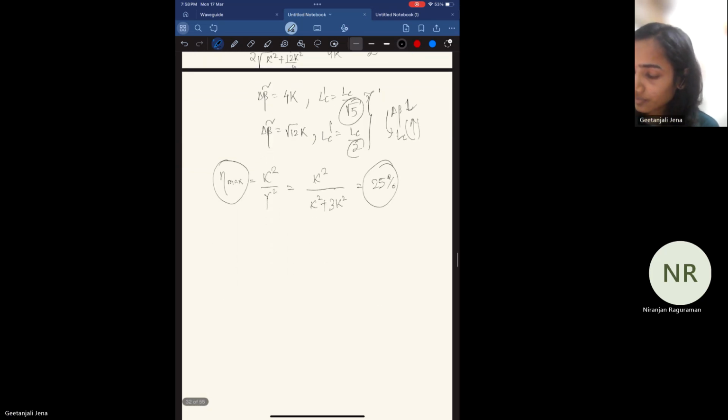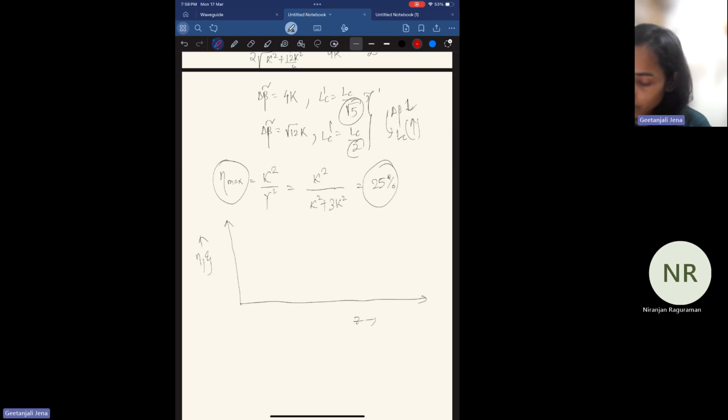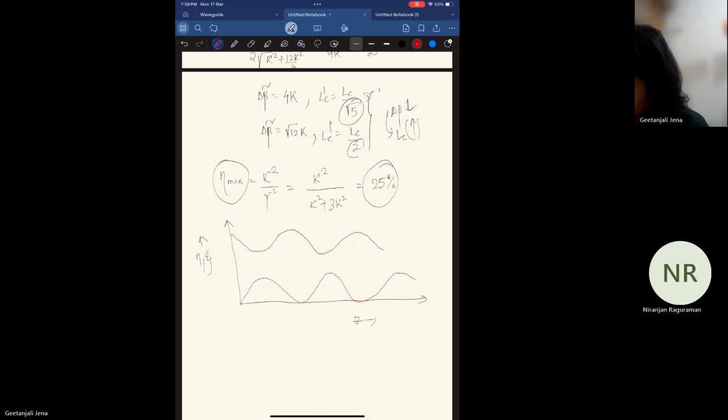Okay. So now we'll have eta, zeta, and this is z. So this will be 0.25 now. This is 1, this is 0.75, and this is 0.2.